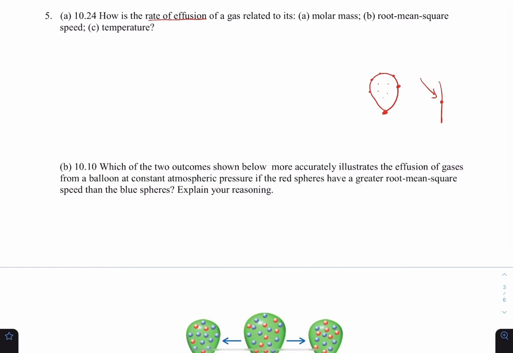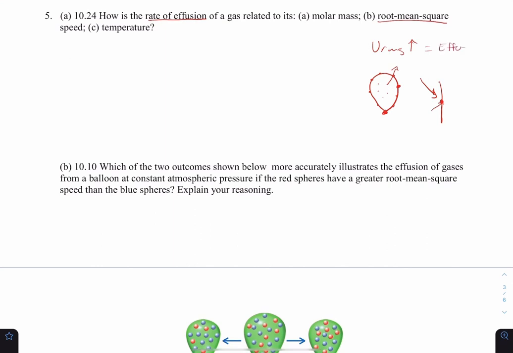So if I have, here's a hole, right? If that's a hole, it's how fast they leave one area to go to another through an entrance, okay? And in this case, in the balloon, there are various entrances throughout the balloon. The faster the particles are moving, the faster and more likely they are to hit that hole. And so the rate of effusion is actually directly proportional to the root mean square speed. Just note that as the RMS speed increases, so does the effusion rate.